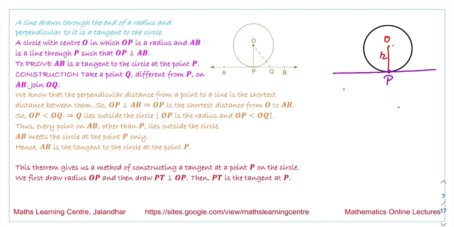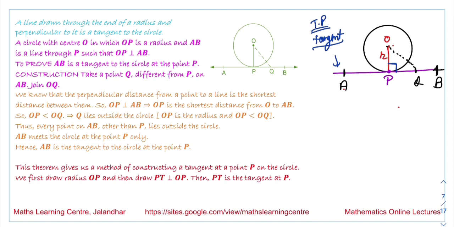This is the point P, the end point of this radius, and the line we have drawn is perpendicular to this radius. Then we have to prove that this line is the tangent line. So to prove this, again we are doing the construction here. We say this is the line AB. We have taken a point Q over here and we have joined these points O and Q.